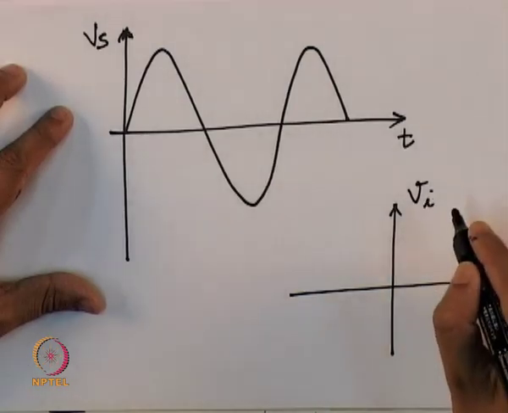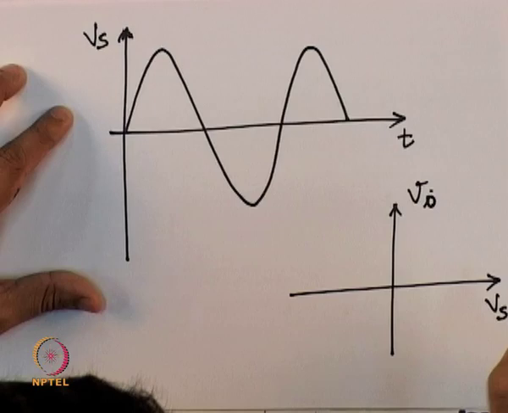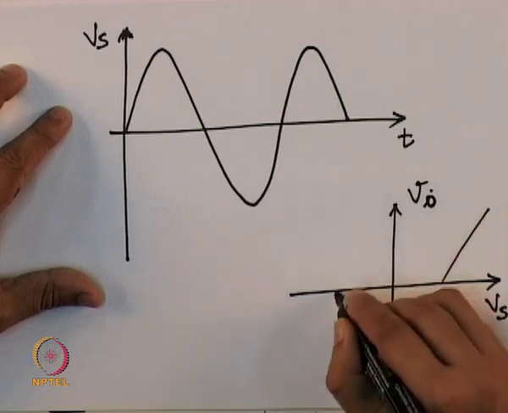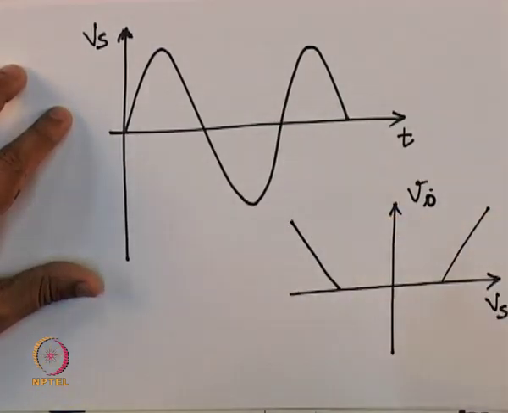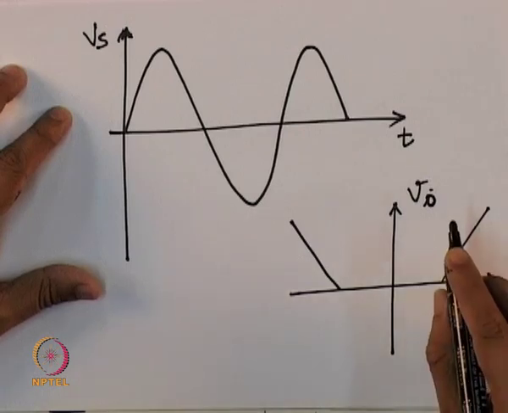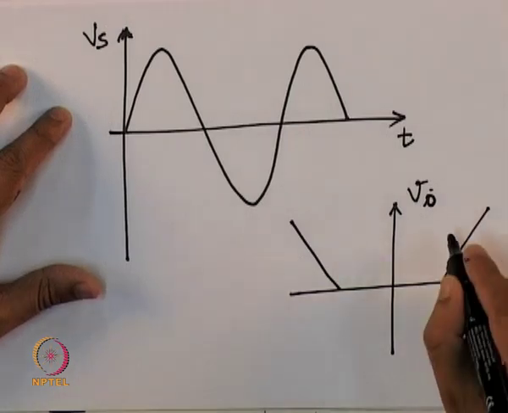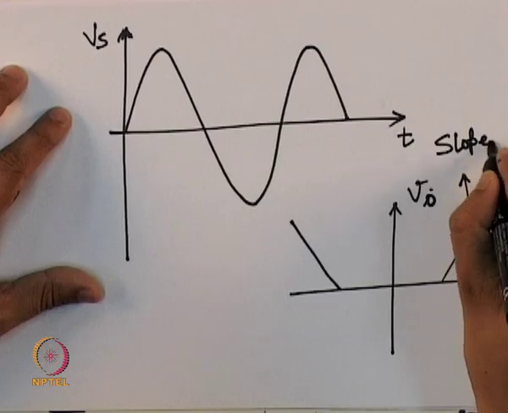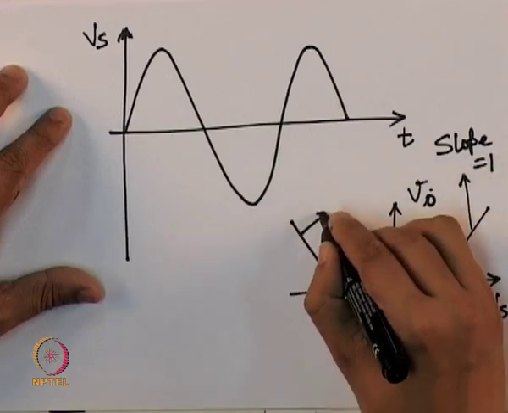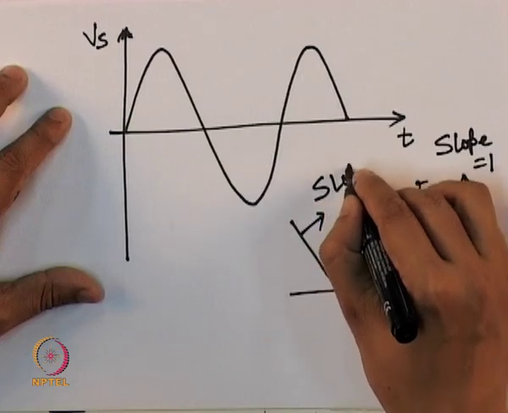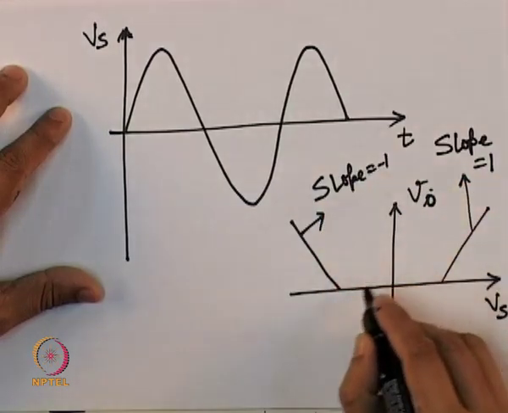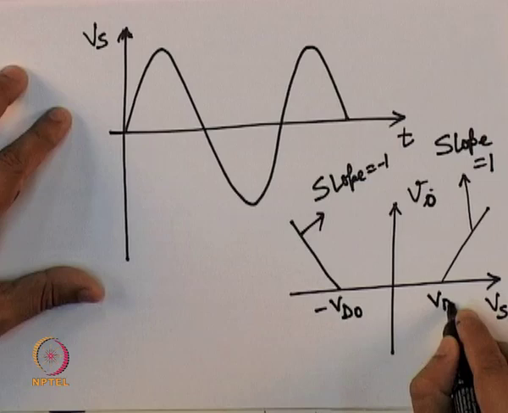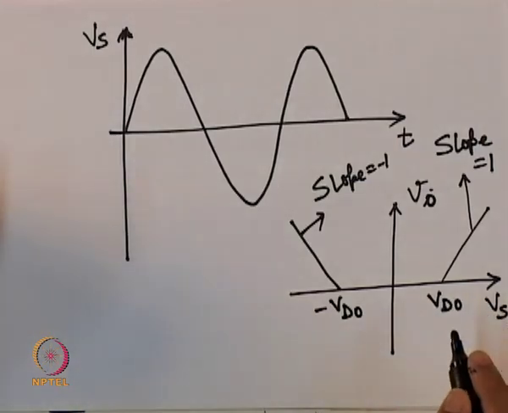Sorry, this is V0 and this is Vs. Yeah. So, it will be something like this. The slope equal to 1 here, here the slope equal to minus 1, this is minus Vd0 and this is plus Vd0, where Vd0 is the threshold voltage.